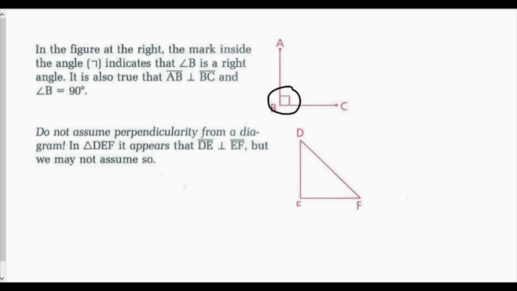Now what we don't want to do is assume perpendicularity from a diagram. Just because it looks like angle DEF is a right angle, if I don't have this box here, I cannot say it is perpendicular or it is a right angle. So do not assume 90-degree angles.